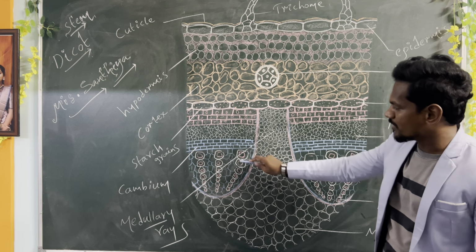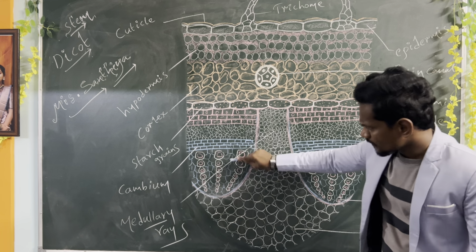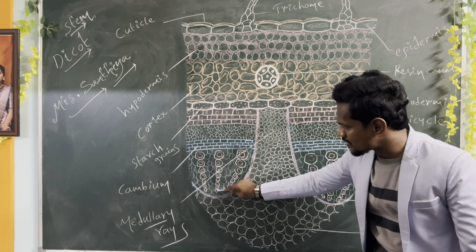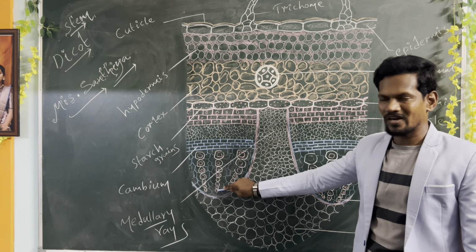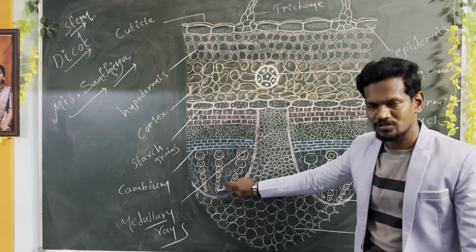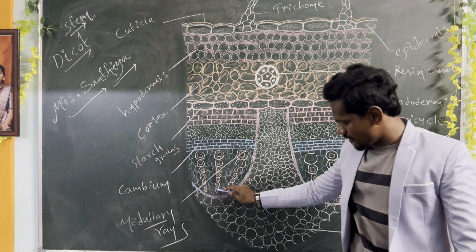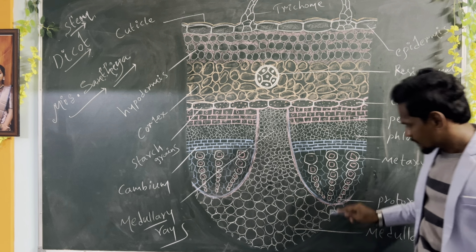And here we can observe the xylem arrangement. This is called metaxylem, the larger one. This is called protoxylem, the smaller one. I already told you in a previous video while discussing the dicot root. So metaxylem is present towards the periphery, protoxylem is present towards the inner side, nothing but the medullary pith.